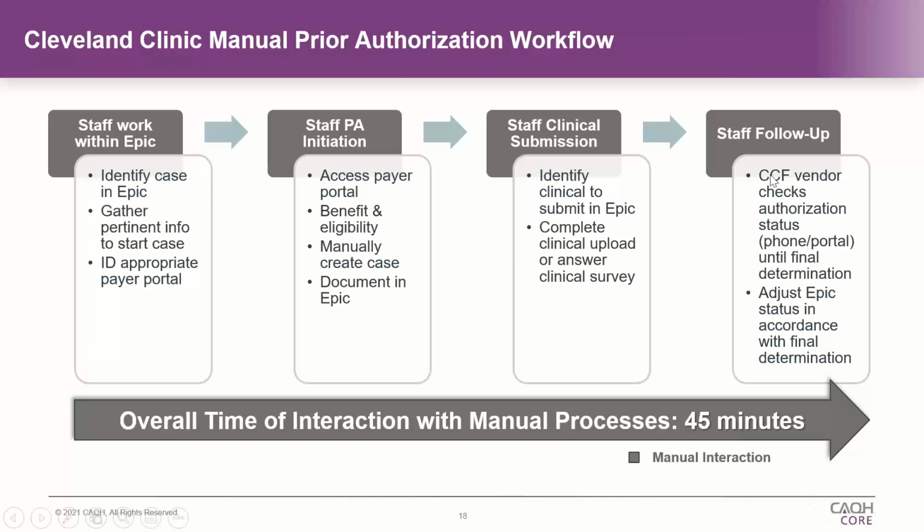Before there was an automated process, every step to conduct a prior authorization was done manually. From the staff creating a case after an appointment was scheduled, to accessing a payer portal, to submitting a prior authorization request, then waiting to hear back if additional clinical information was needed. And if so, submitting the appropriate information, then having to manually follow up for a final determination status and updating the Epic system with the appropriate status. Every step was done manually, and on average, this process would take 45 minutes to complete a single prior authorization.